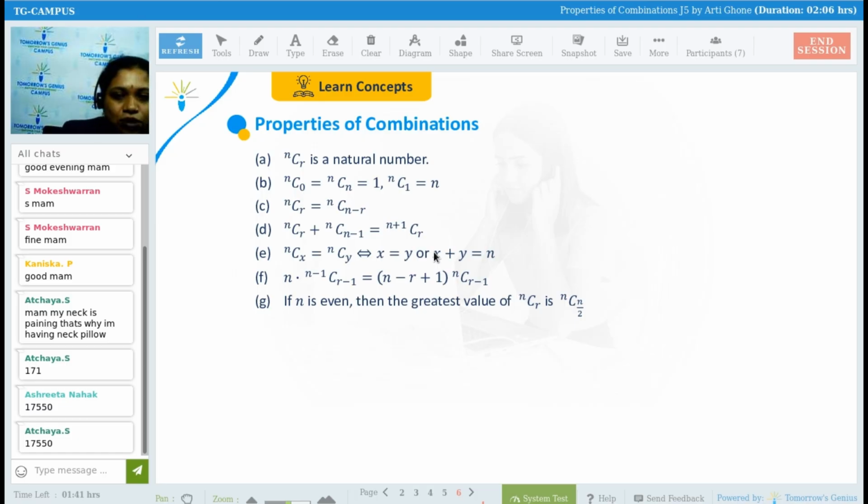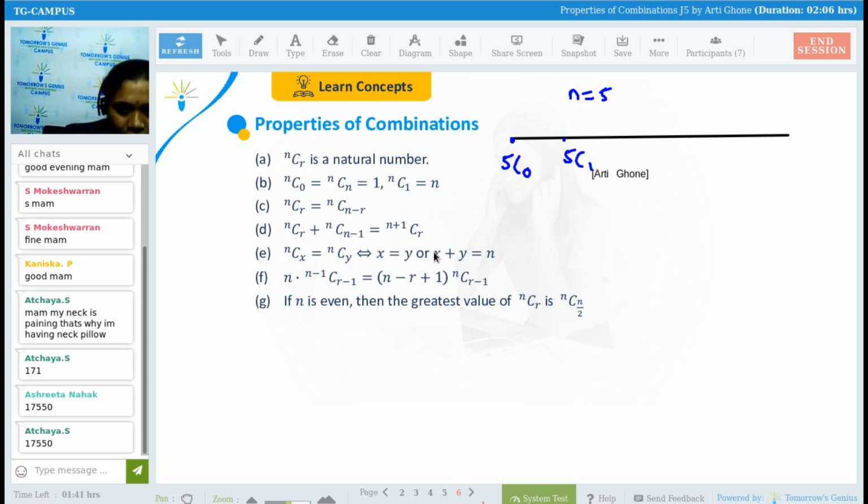Now, nC0 is equal to nCn is equal to 1. Means what? Just understand this, it's a very easy method to explain. If I am taking n equal to 5, what values can this combination take? Either 5C0, 5C1, 5C2, 5C3, 5C4, or 5C5 ways. Out of 5 things, I can select 0, 1, 2, 3, 4, 5. Is 5C6 possible? No. Out of 5 things, we can't select 6 things.